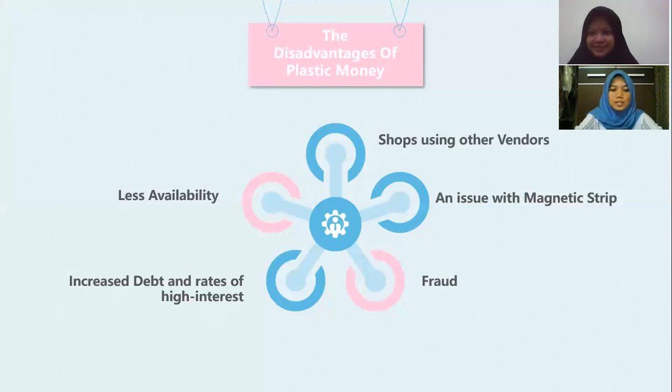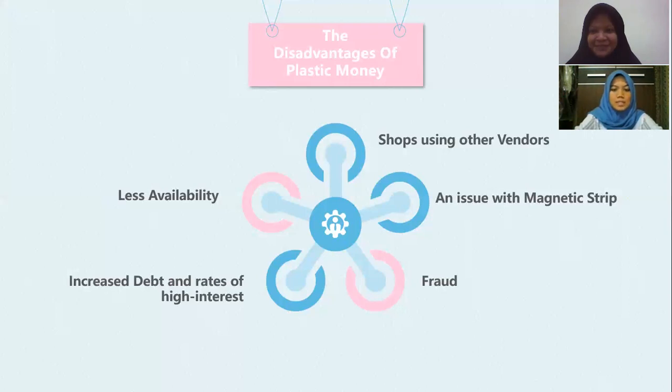Third, an issue with the magnetic strip. The credit card consists of a magnetic strip that can get worn out due to extensive use. If it happens while traveling and the credit card is the only form of money with the person, then he or she must wait until they receive a new card. The new card may take a minimum of 48 hours to get active.